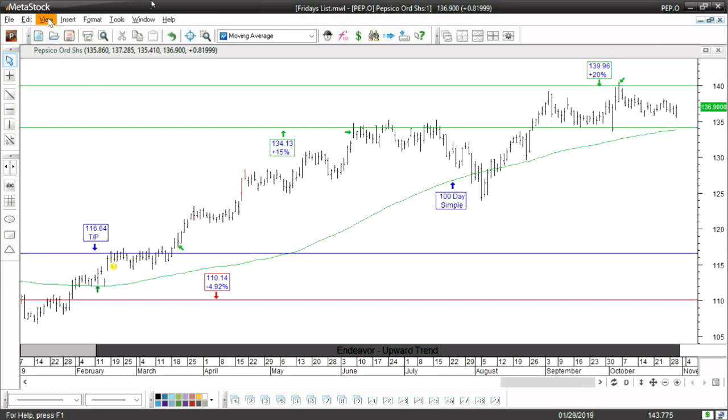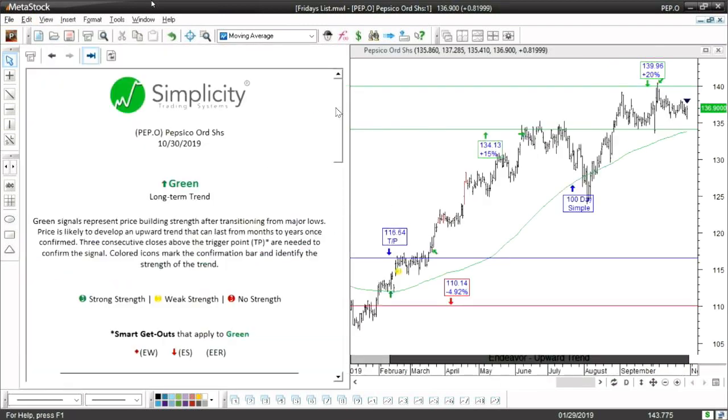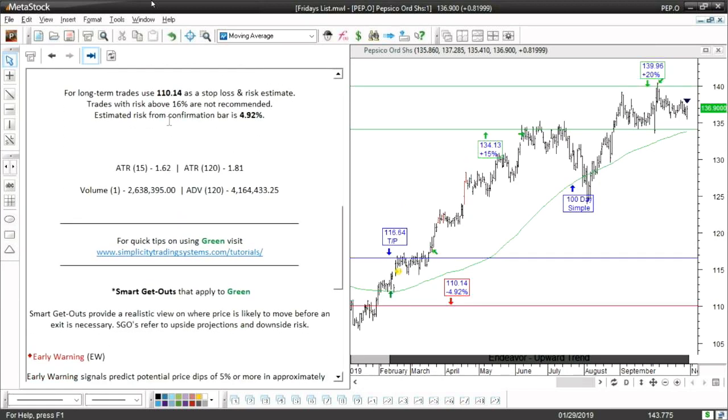I'm going to revert back to the commentary. I'm going to show you something where I changed my strategy. For a long-term trade, use 110.14 as a stop loss. There's my 110.14, $110.14. And you must be very accurate on this. You must put your senses in. Everything's got to be there.